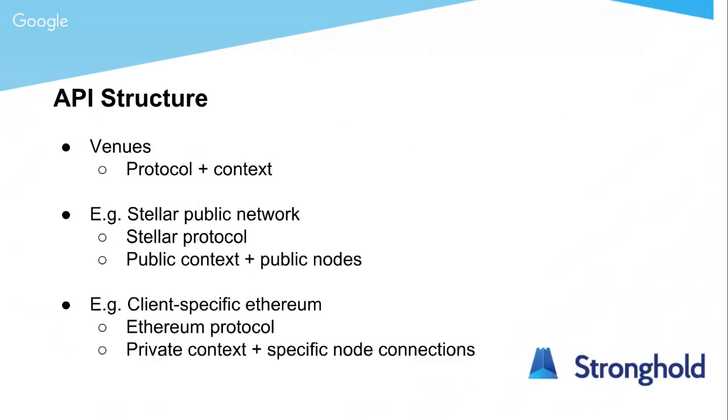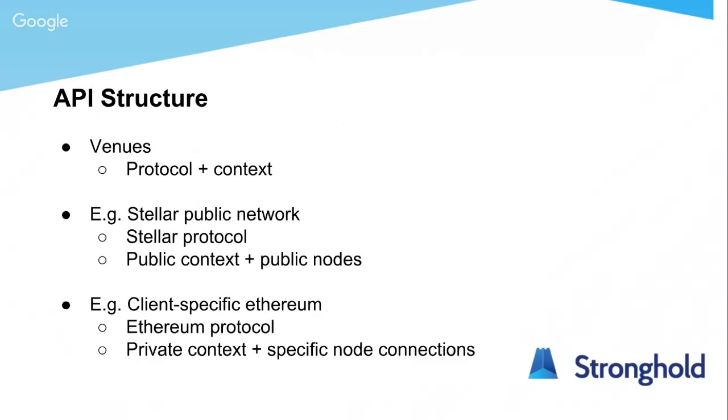The context is, how is that protocol running? What nodes are we connecting to? What versions of the software are we running? Is this the public network where everyone's plugged into each other? Or is this a private or consortium network, i.e. a network between banks, say, that's closed off to the public world. So an example here is the Stellar public network, defined as the venue of the Stellar protocol and the public context. We connect to public nodes, and Stronghold runs some of those public nodes.